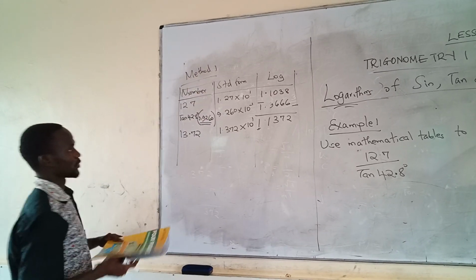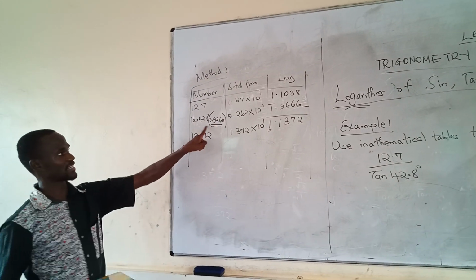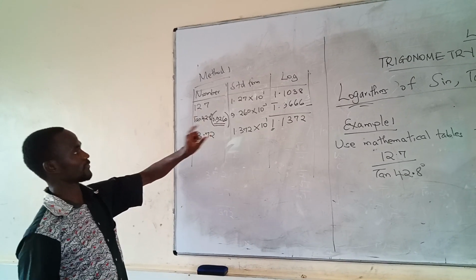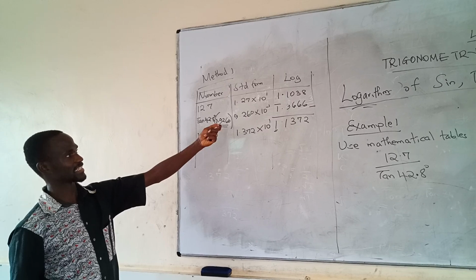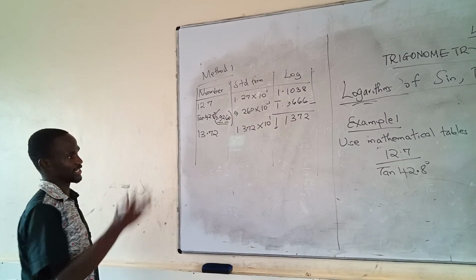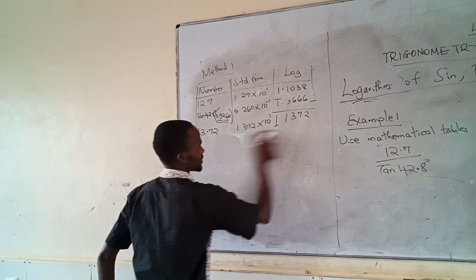So we can have this as method 1. In method 1, we are substituting this tan when we look for the natural tangent with an exact number. So that one becomes our number. Then we do whatever we used to do in the logarithms.